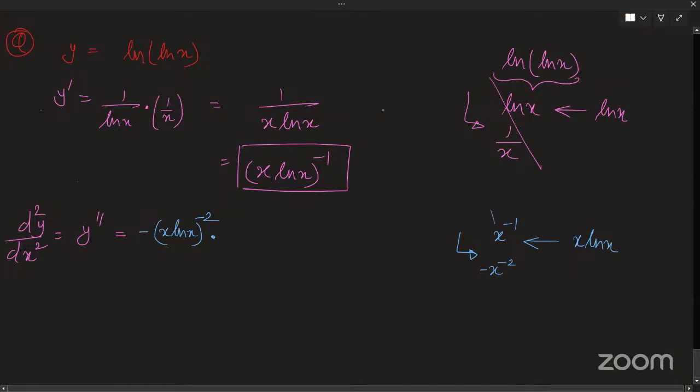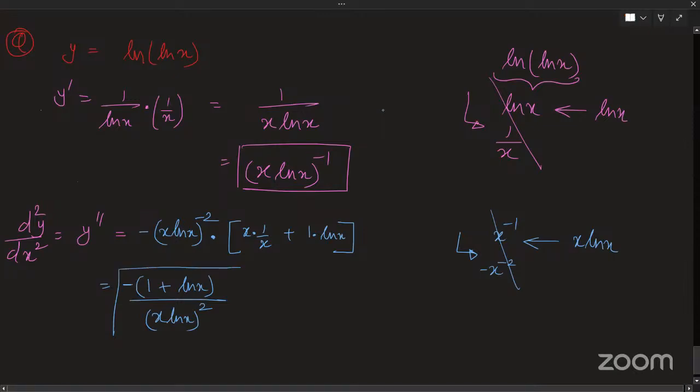Great. I complete this level and move inside, where I meet x into ln x. What is the derivative of x into ln x? How do you differentiate this? Product rule. Apply product rule: x into the derivative of the second function, 1 by x, plus your first one, 1 into ln x. So this thing becomes 1 plus ln x, whole divided by x ln x whole square. I've just written this minus 2 in the denominator.